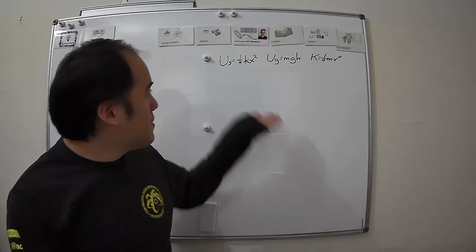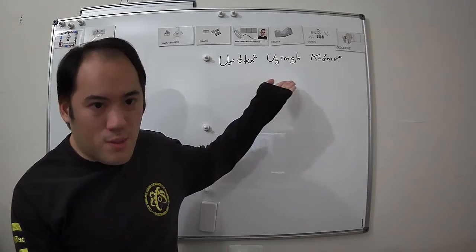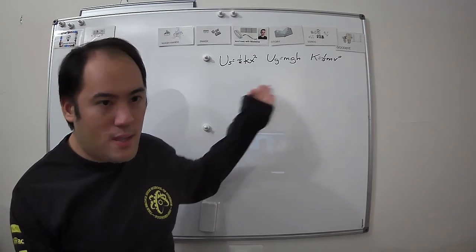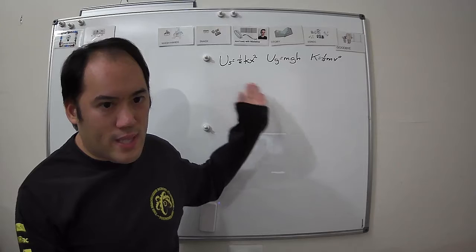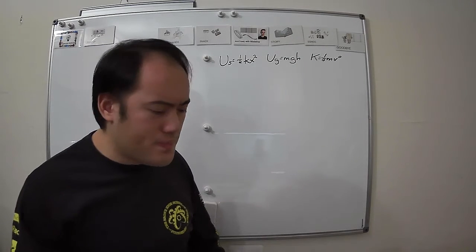Good job. You used U_S equals 1/2 kx squared. You also know U_G equals mgh and K equals 1/2 mv squared. And all three of them, U_S plus U_G plus K, is mechanical energy.